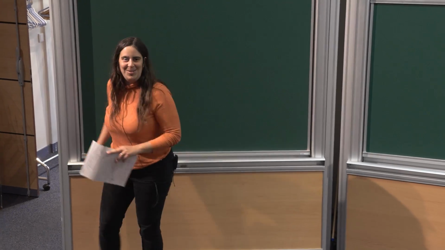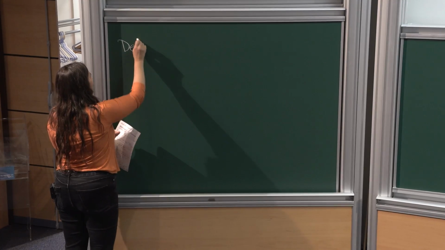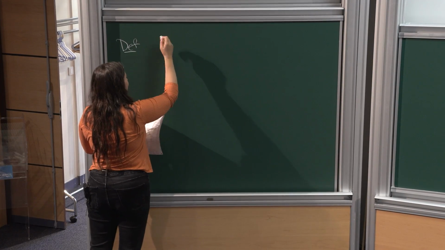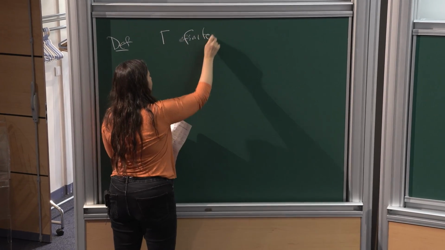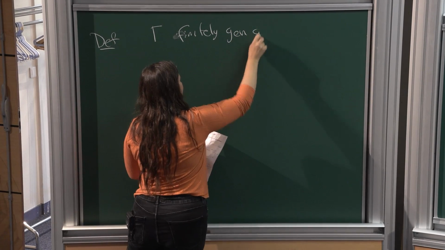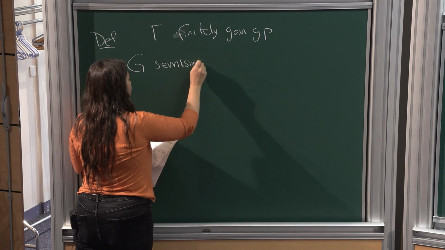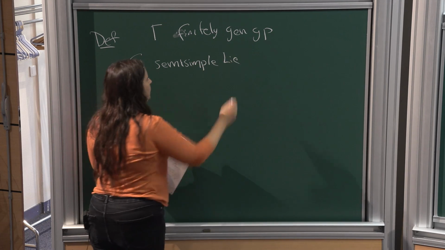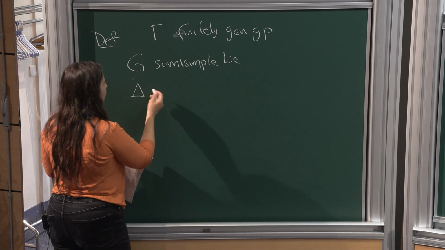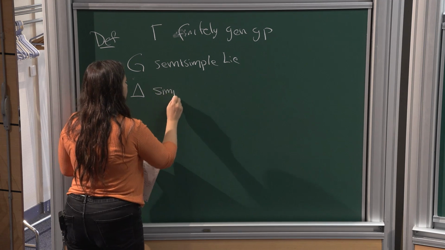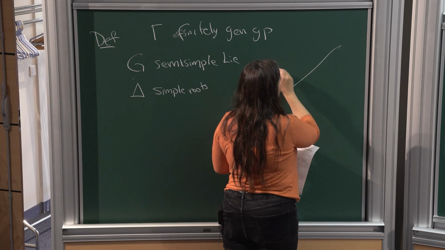So we have introduced the notion of Anosov representations. Let me just remind it. So we have gamma, a discrete finitely generated group. We have G, a semisimple Lie group. And out of this semisimple Lie group, we define delta, which was the set of simple roots, which were a set of functionals.